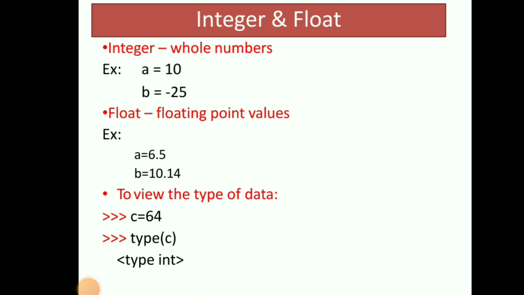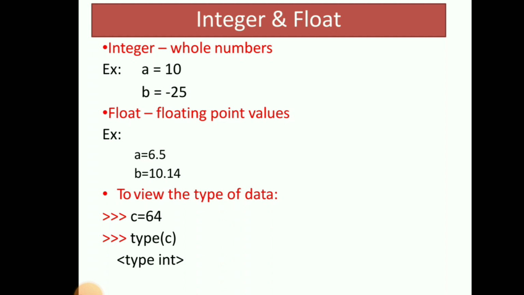An integer is a whole number that represents signed whole numbers. An integer represents positive and negative numbers. For example, a equal to 10 is a positive integer, b equal to minus 25 is a negative integer. A floating point value represents a fractional part. A floating point number has a decimal point and a fractional part. For example, a equal to 6.5: 6 is the integer part and 0.5 is the fractional part.